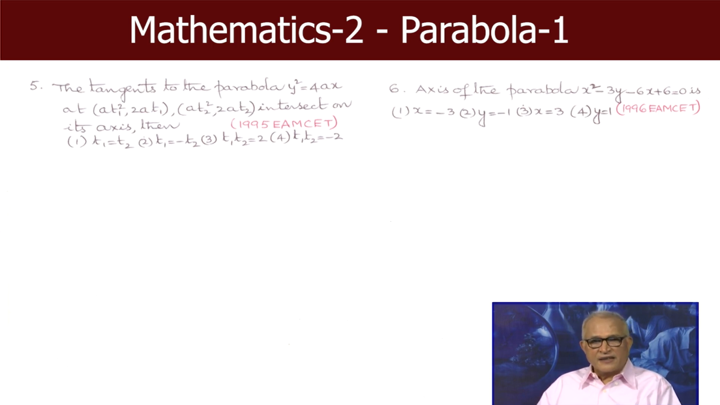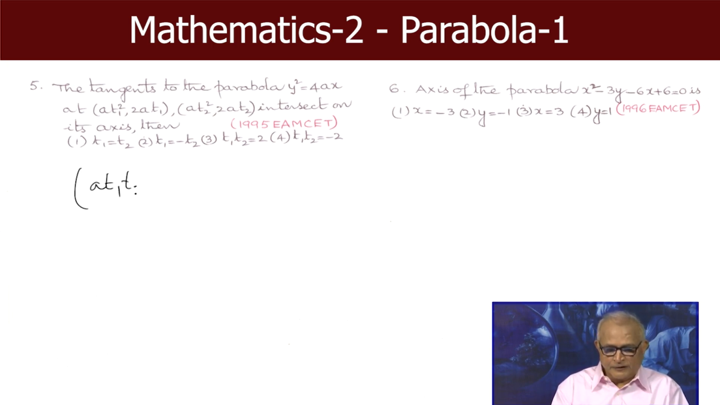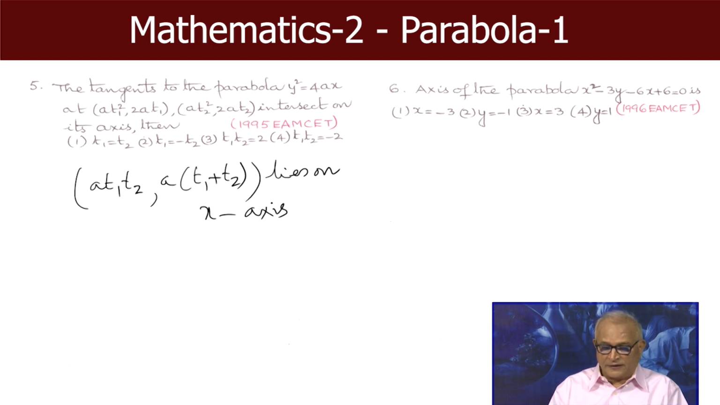What is the point of intersection of the tangents drawn to the parabola at T1 and T2? We said earlier it is A T1 T2, A into T1 plus T2. This point of intersection lies on its axis. Lies on axis means the x-axis. The axis of the parabola is the x-axis.